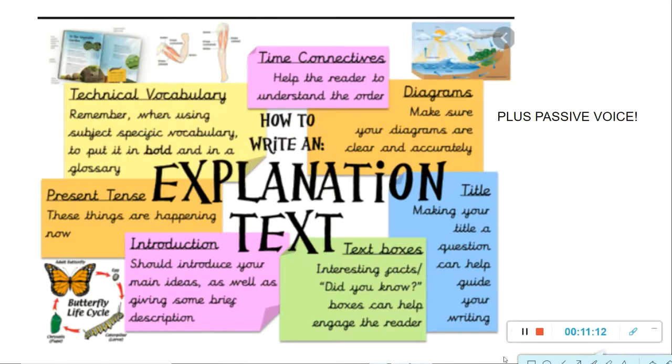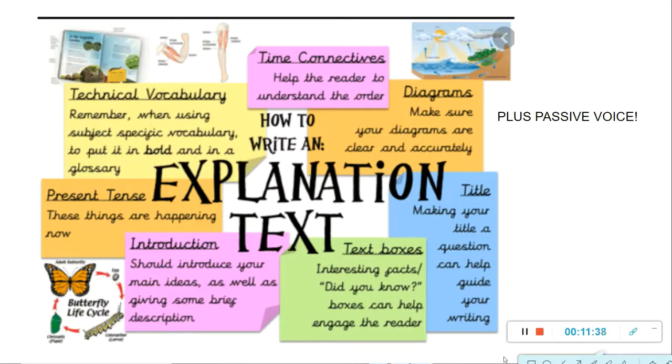Diagrams that are labelled, title and subtitles. Now, there are often did you know boxes that can engage a reader. You can choose whether to put some did you know in there. A very clear introduction, very important. Although other parts of your text might be able to go in different orders, your introduction is always first and tells us what you are going to be talking about.